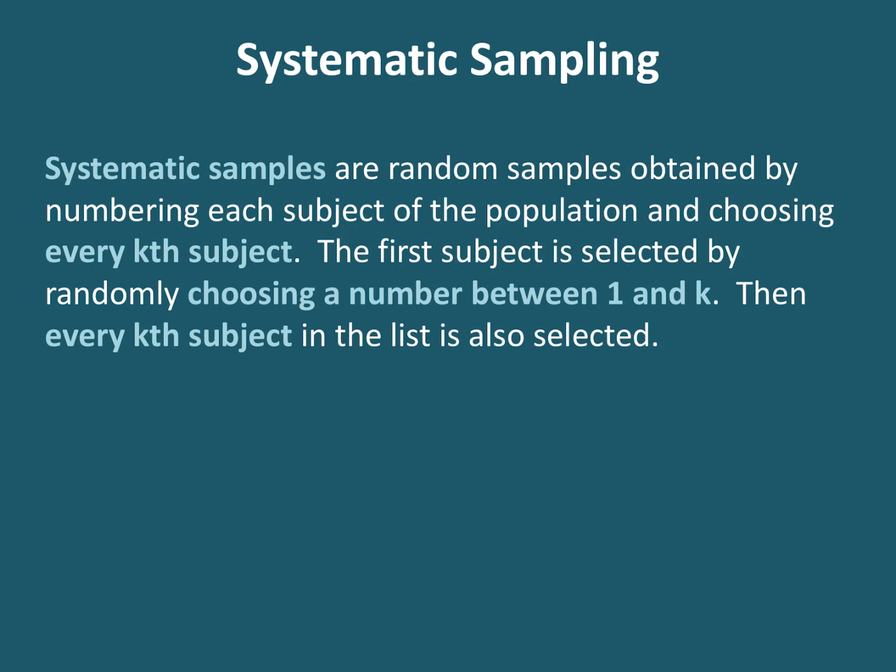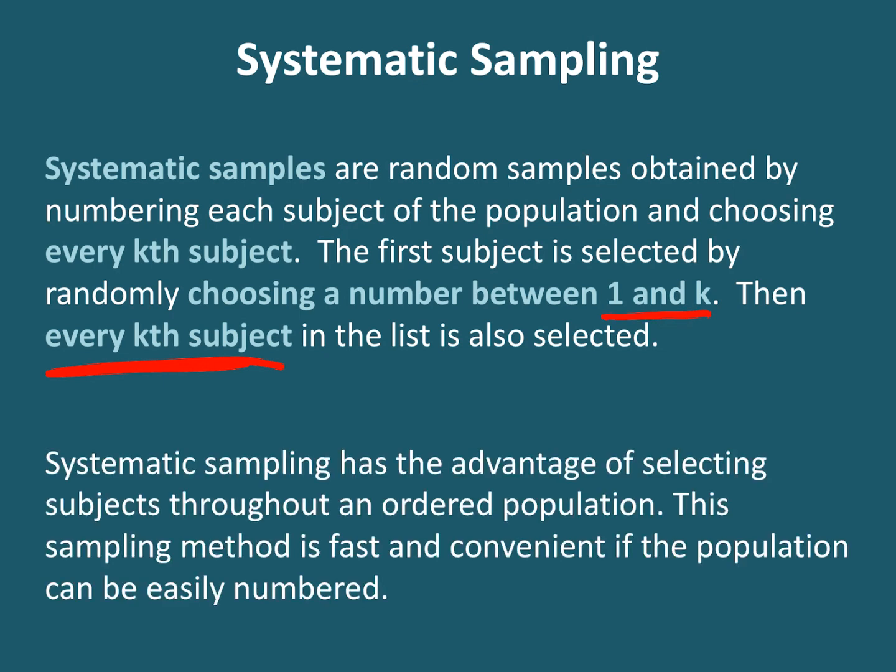Now, beyond random sampling, we have something known as systematic sampling. Systematic samples are random samples obtained by numbering each subject of the population and choosing every kth subject. The first subject is selected by randomly choosing a number between 1 and k. Then, after that, you select every kth subject in the list to complete your sample. Now, systematic sampling definitely has an advantage of selecting subjects throughout an ordered population. This sample is fast and convenient, but only if the population can be easily numbered.